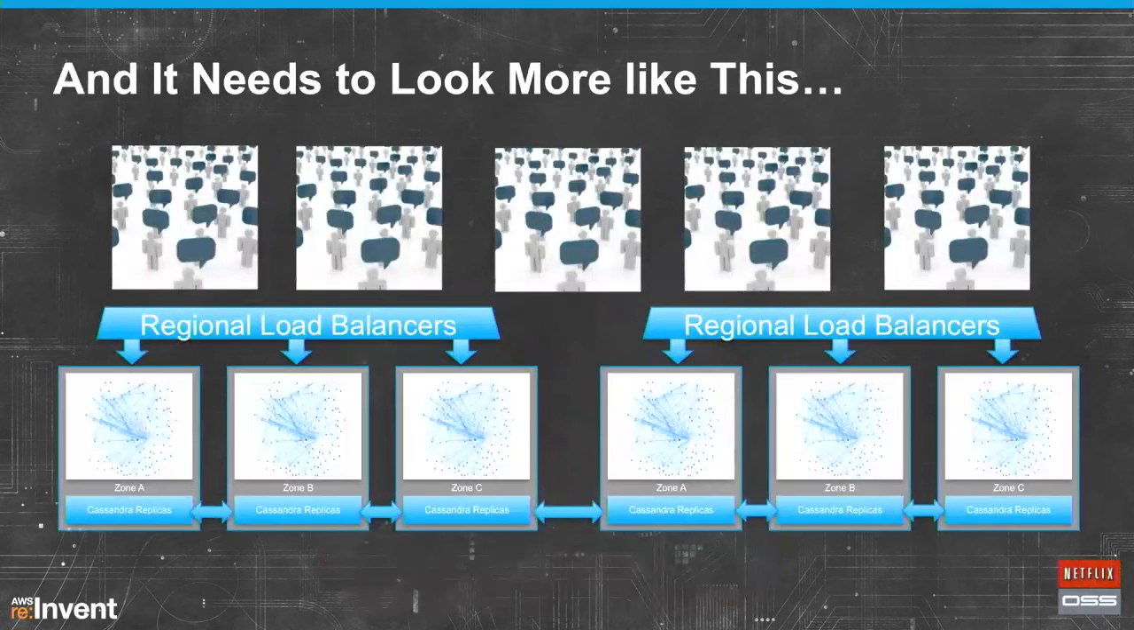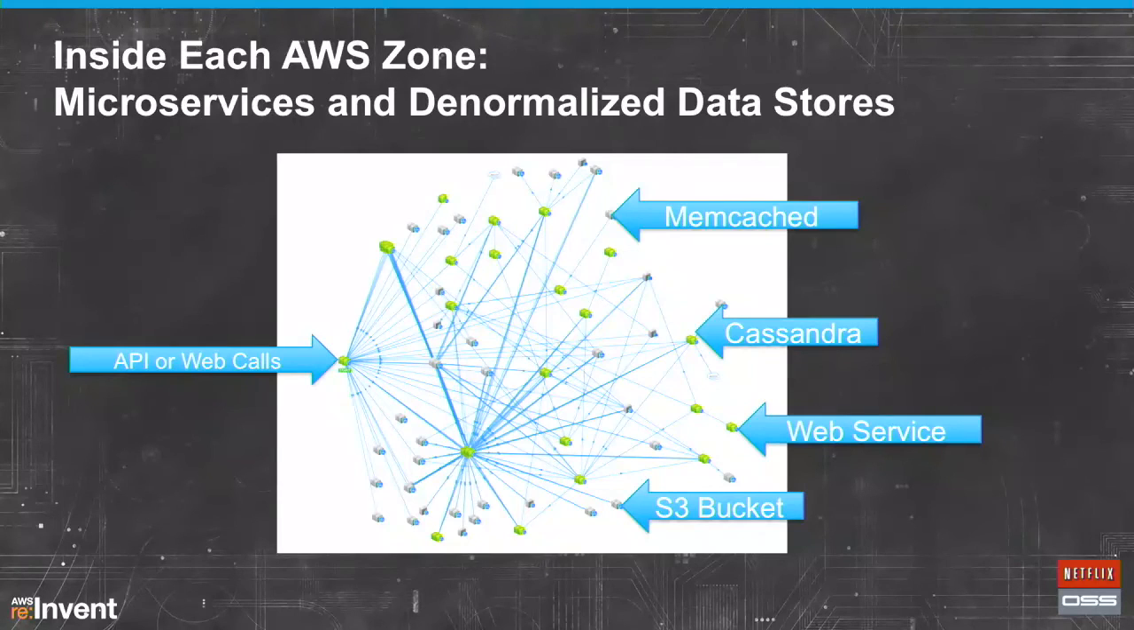What you really need is something that looks more like this, with lots more customers spread all over the world, going into regional load balancers, multiple zone, multiple region, replication underneath, and a complicated-looking microservices architecture underneath. So how do we bridge those two? Inside each zone, your traffic comes in, and there are lots of different services that are serving it, and you have Memcache, Cassandra, web services, S3 buckets. The whole thing looks much more complicated, and we want to help you get there.